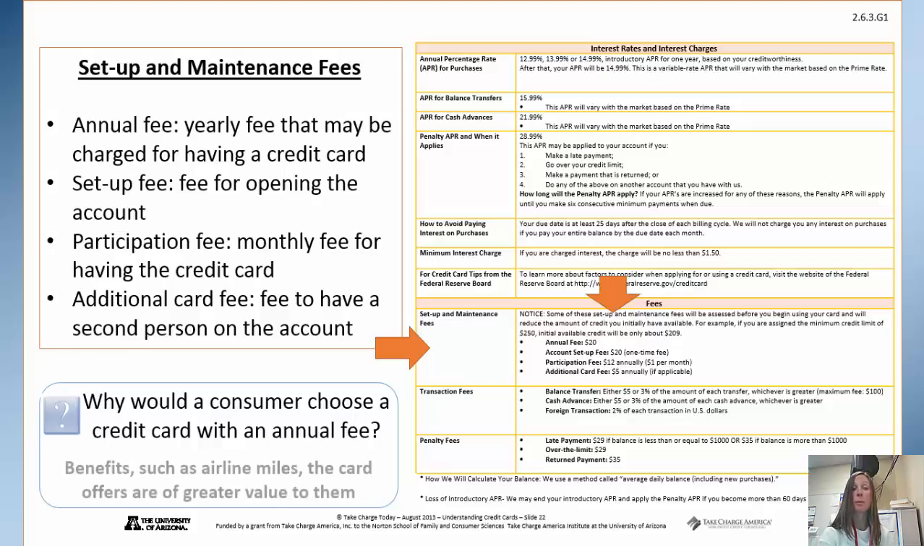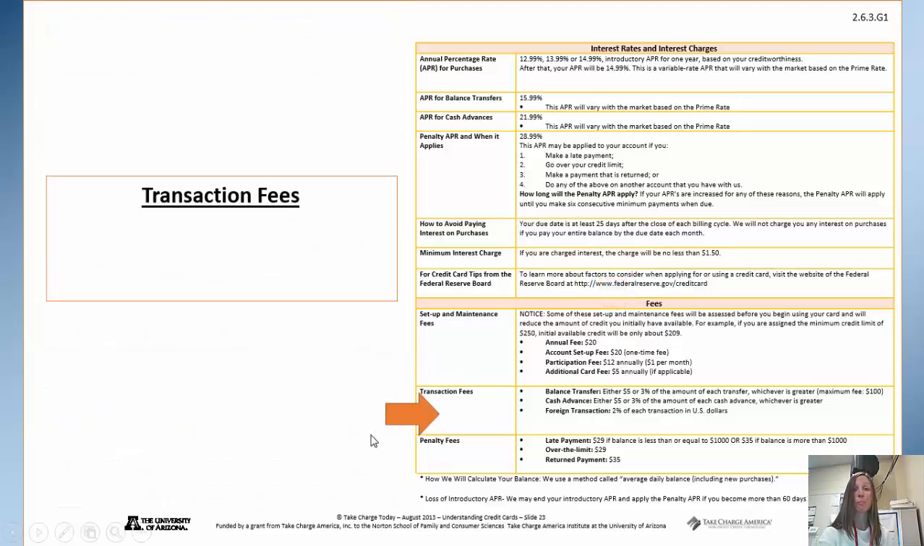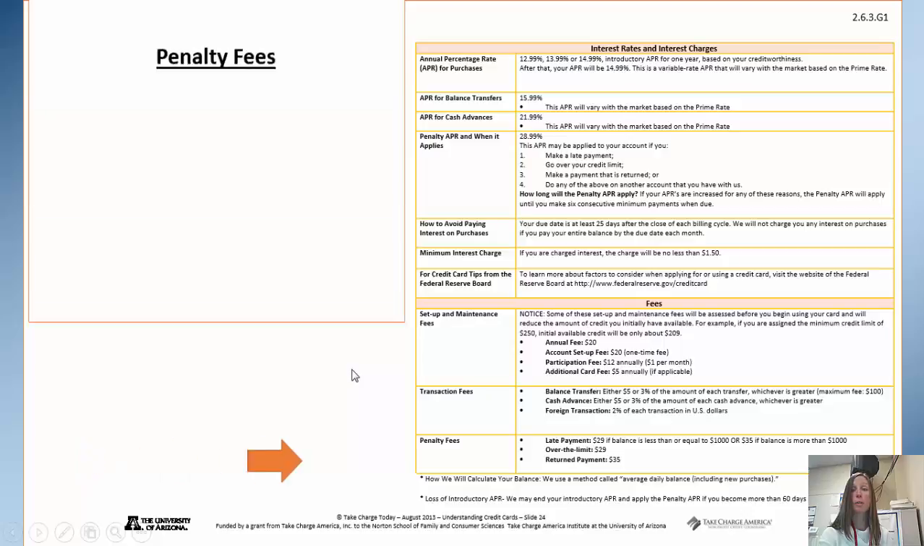And why would you choose a card with an annual fee? Sometimes cards that have airline miles or other benefits have an annual fee, and so then you'll have to pay that each year, but you'll get those benefits from using your card. Transaction fees are like balance transfer fee and cash advance fee, what we talked about above. There could be other ones as well.